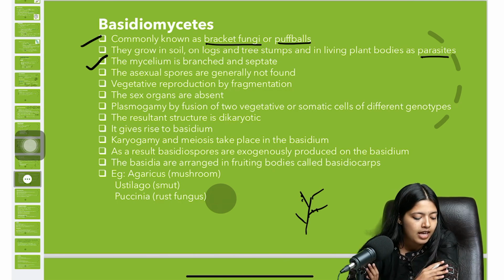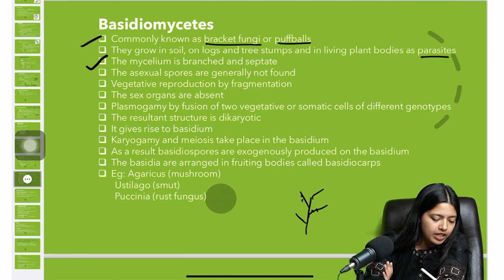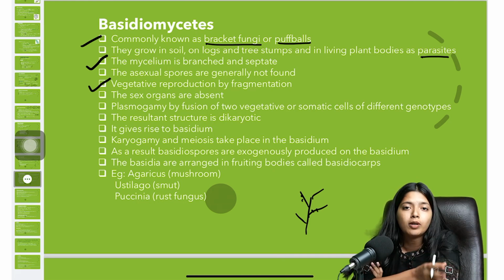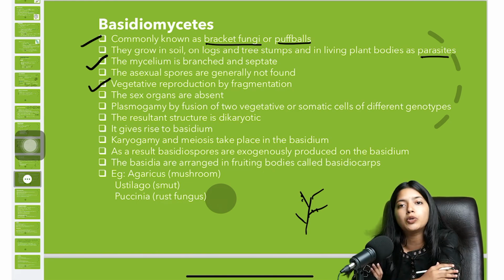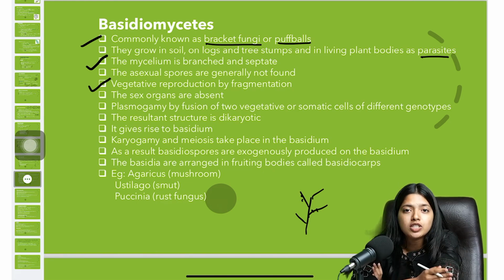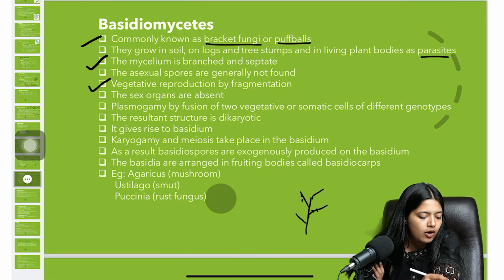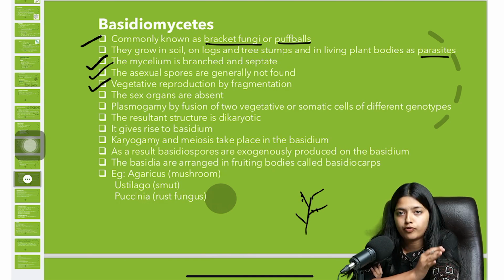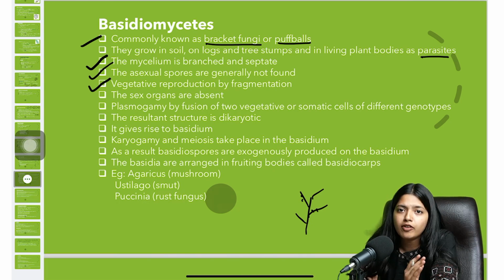Then about their reproduction. Vegetative reproduction is by fragmentation. Fragmentation means a fragment or a piece is formed that can develop into a new individual. Now asexual reproduction: in basidiomycetes, asexual spores are not found. So asexual reproduction is generally not seen, and vegetative reproduction is by fragmentation.